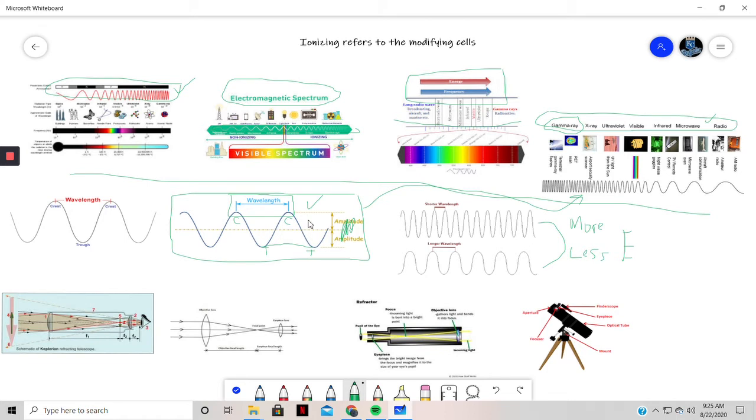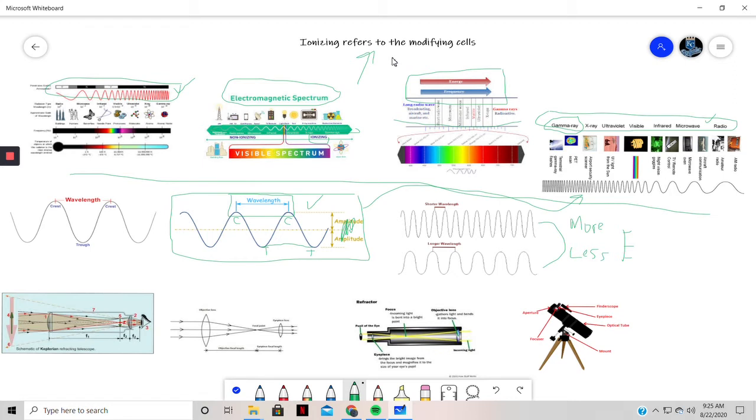All right. Now, the last thing we'll talk about, and this also deals with the dangers of the different wavelengths. It's this word ionizing, and I have it up here. Ionizing refers to modifying cells. So TV and radio waves, they do not modify your cells. An X-ray or gamma ray or UV ray, they do, to varying degrees, modify your cells, and that's why they're dangerous to us. That's why they can cause cancer, because they can change.